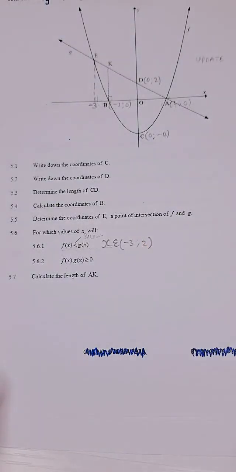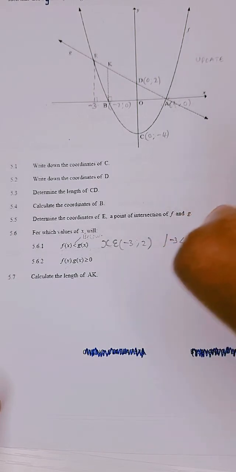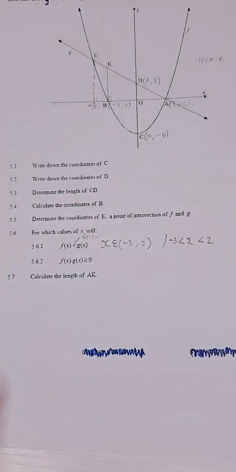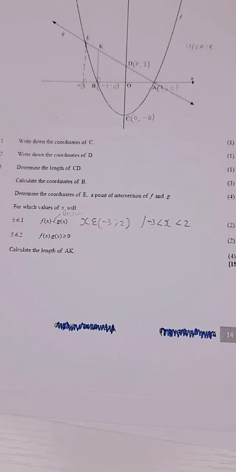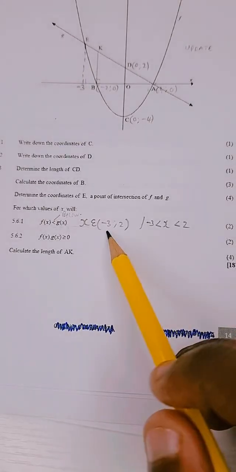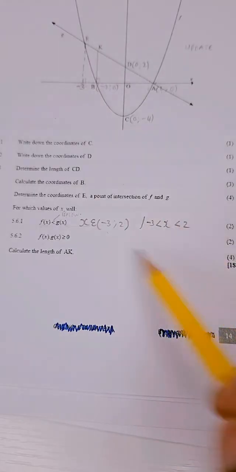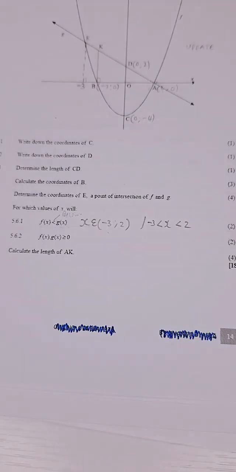That's one way of writing the answer. If you don't want to write it that way, you can say x is greater than -3 but less than 2. This is another way to write the answer. Guys, you must decide which appropriate way to write the answer. You can write the answer in interval notation, or you can write the answer in inequality form. These ways are both acceptable.